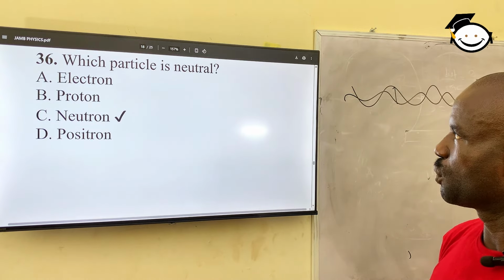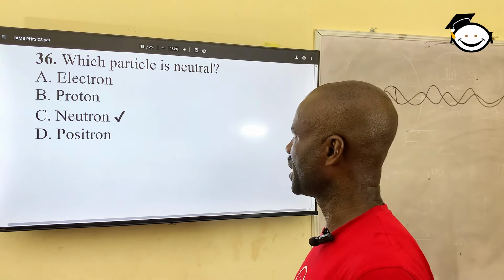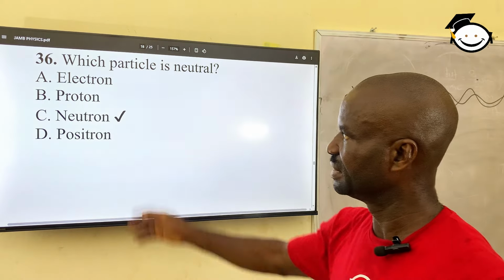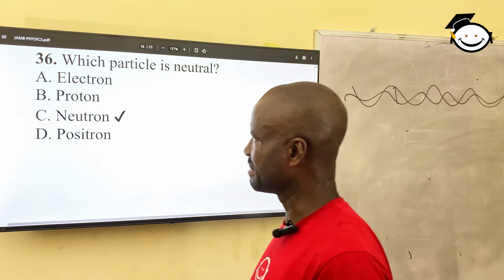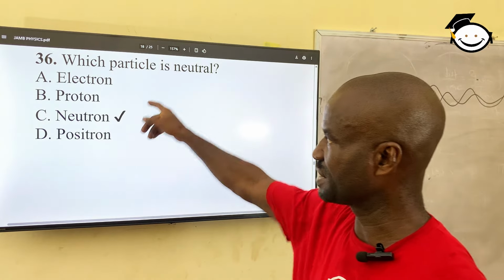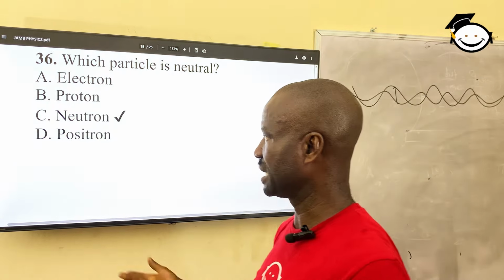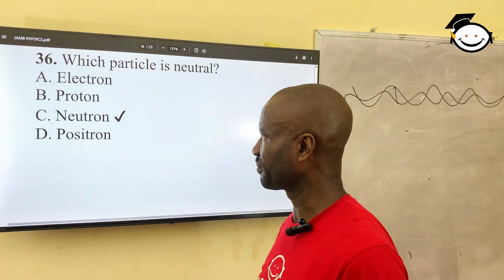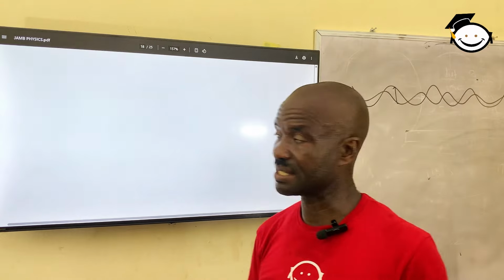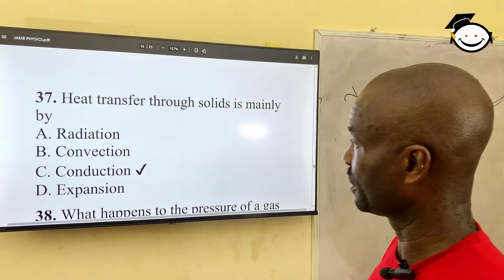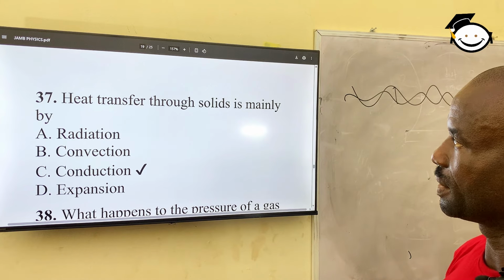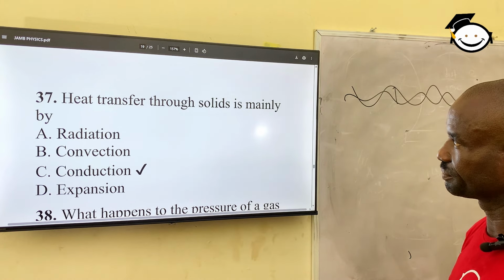Question 36. Which particle is neutral? Electron is negatively charged. Proton is positively charged. Neutron has no charge at all. And positron is positively charged. The correct answer is neutron. It has no charge at all. It's neutral.